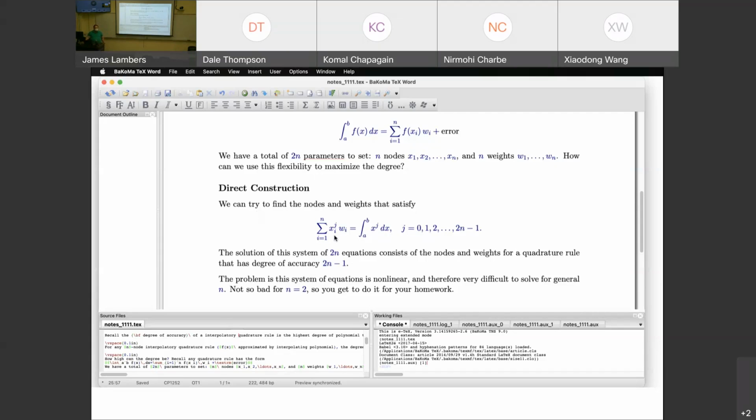So I assigned that for homework. I just love the way you wrote it. So you get to do it for your homework. Yay!